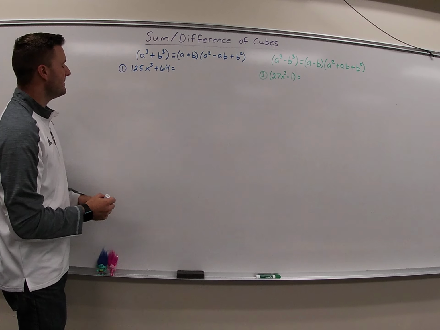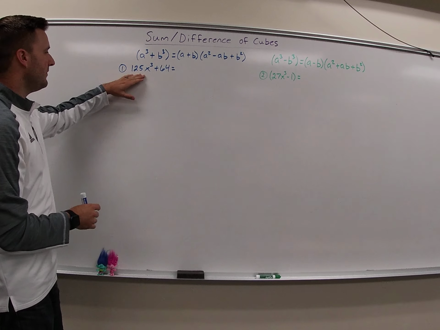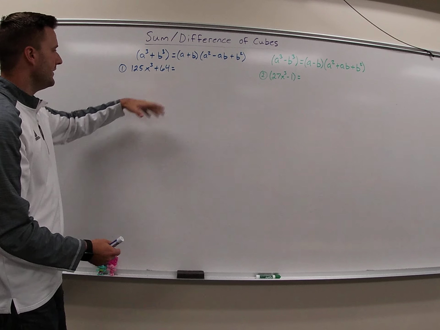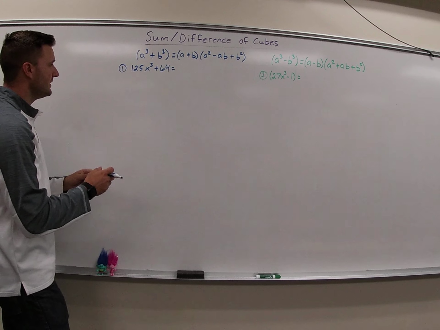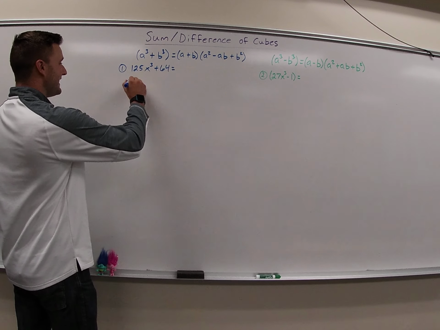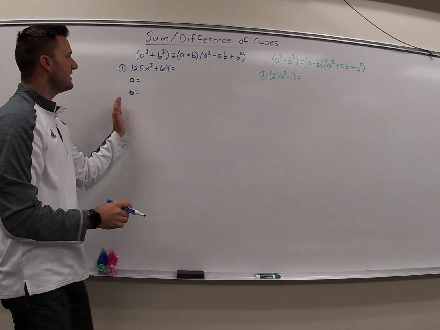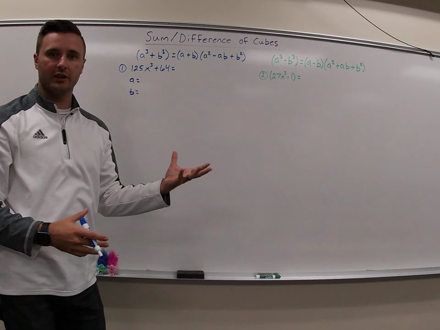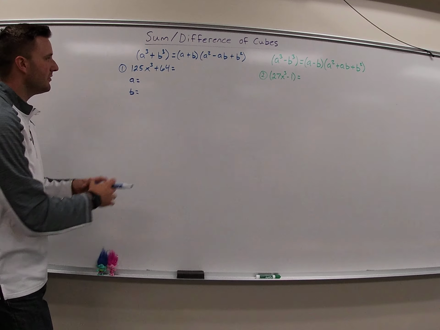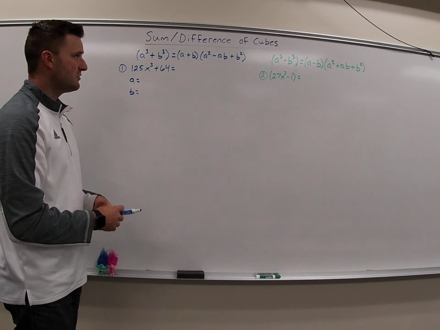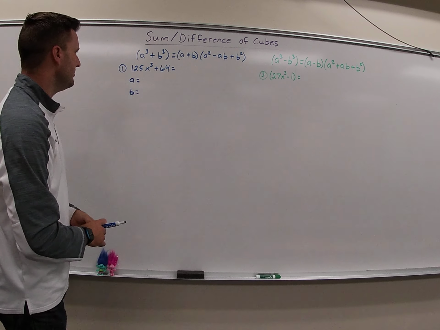So in this case, we have 125x to the third plus 64. Now what I think would be easiest to do is to write out what A actually equals and what B actually equals, so that it makes it easier to plug into our formula. I know the formula looks confusing, but honestly once you do this a few times, it's pretty easy. I think you guys will find that this isn't too bad.